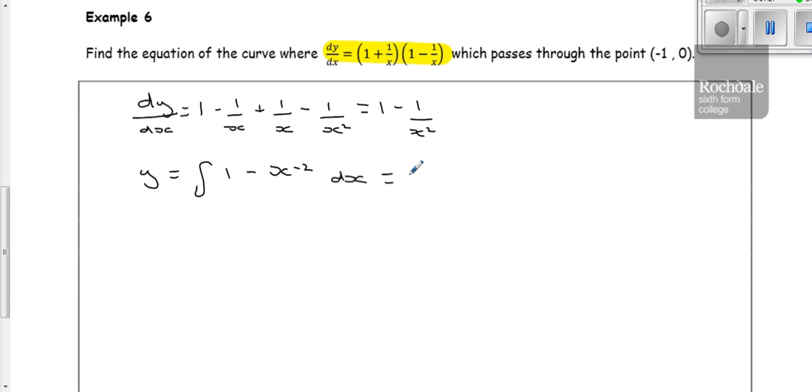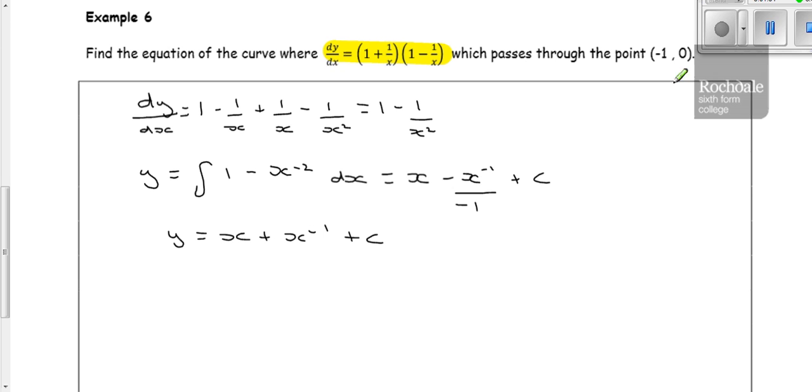So the integral of 1 is x. The integral of this, we've got minus x, add 1 to the power, minus 1, divide by that power, plus c. And again, it might be long-winded, but this is where the marks are. So if we simplify that down, we've got y is equal to x plus x to the power of minus 1 plus c. So that's our general solution.